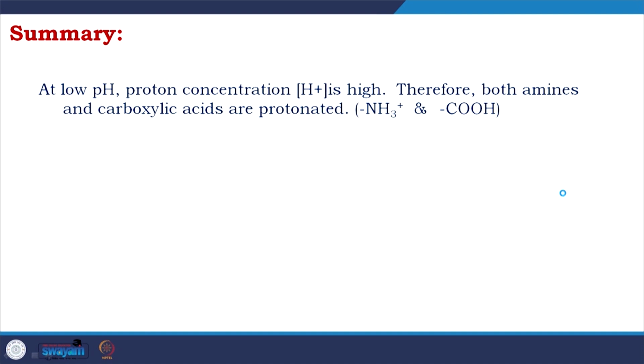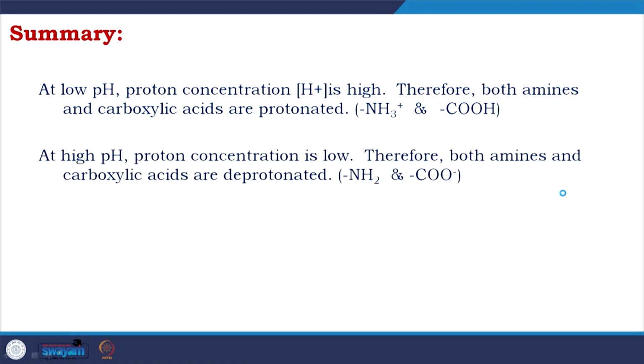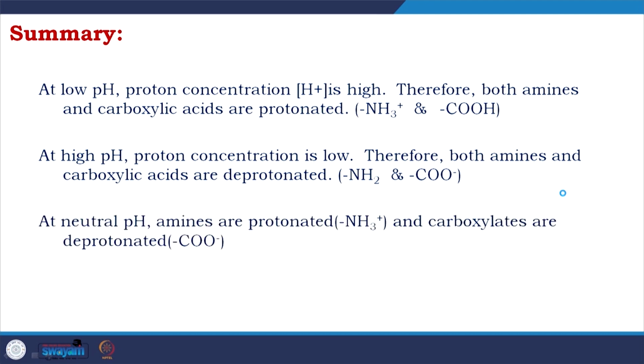So, summary: at low pH the proton concentration is high, therefore both amines and carboxylic acids are protonated. At high pH the proton concentration is low, therefore both amines and carboxylic acids are deprotonated. At neutral pH amines are protonated and carboxylates are deprotonated, forming the zwitterion, but that differs with the side chain. If the side chain has an amino group, at low pH it takes more H plus, becoming 1 NH3 plus from the amino acid's regular amino group, and the extra amino group from the side chain. The reverse happens with the acidic amino acids glutamate and aspartate. They have two negative charges at high pH.